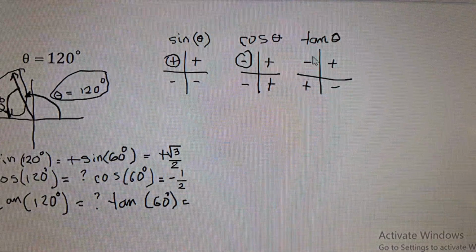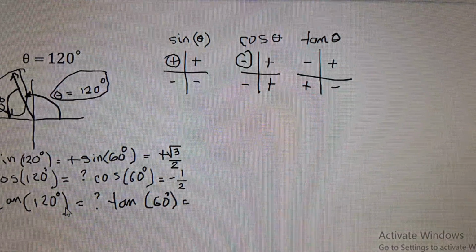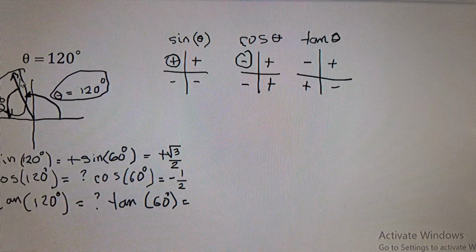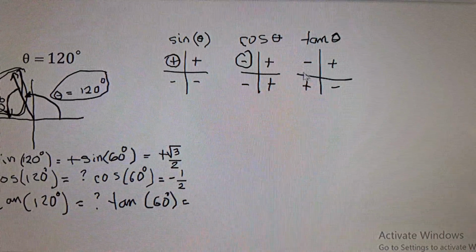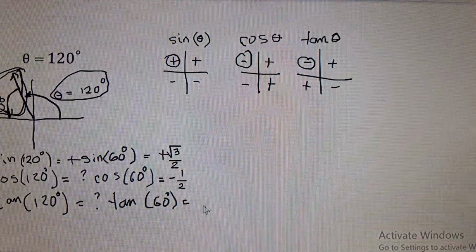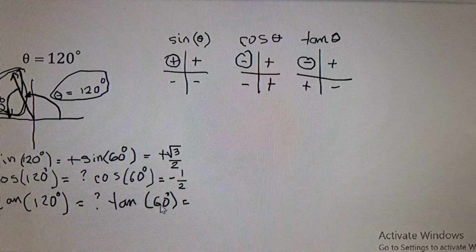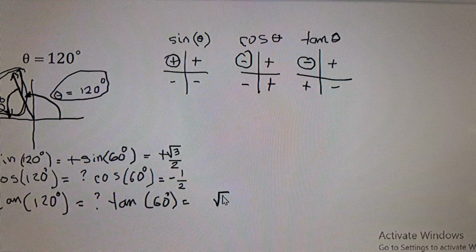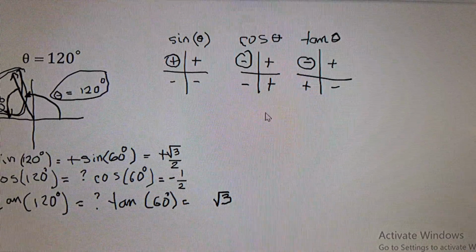Therefore, if we are looking at the tangent of 60 degrees, which is equal to the tangent of 120, what happens? We are looking once again at the second quadrant. In the second quadrant, the tangent is negative. So the tangent of 120 is the same thing as the tangent of 60, which is equal to square root of 3, but it's going to be negative.